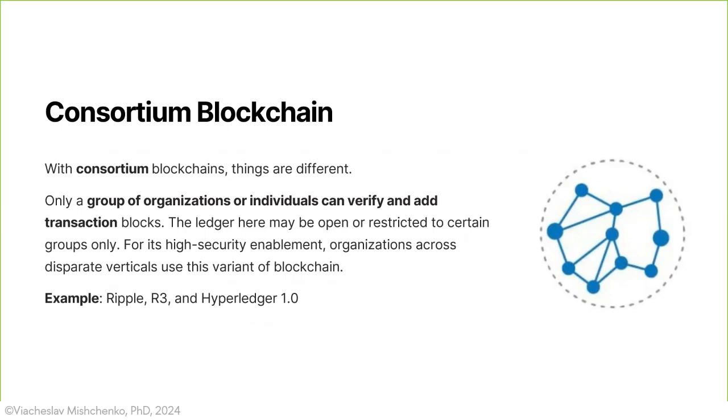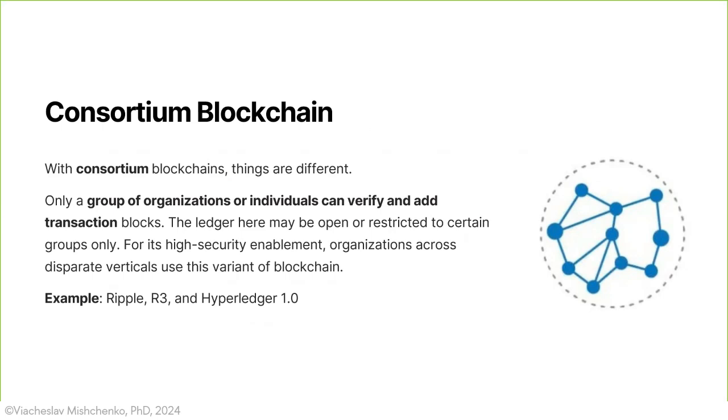Their special feature is that only a pre-selected group of organizations or individuals can verify and add transaction blocks into them. I'd like to give you the example of the Ripple network, because it's one of the most well-known consortium blockchains, along with R3 and Hyperledger, for example. You may have heard about those.